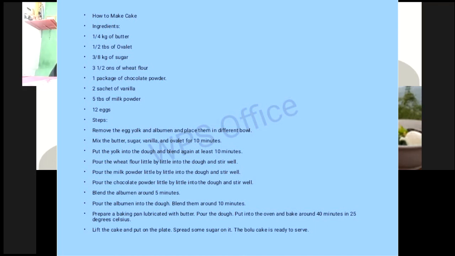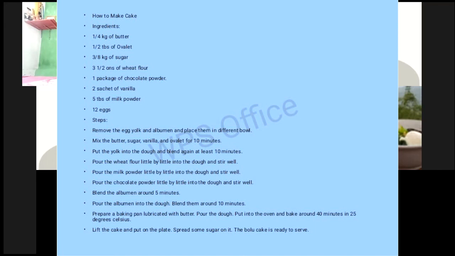Pour the wet flour little by little into the dough and stir well. Pour the milk powder little by little in the dough and stir well. Pour the chocolate powder little by little into the dough and stir well. Blend the albumen around 5 minutes. Pour the albumen into the dough. Blend them around 10 minutes.